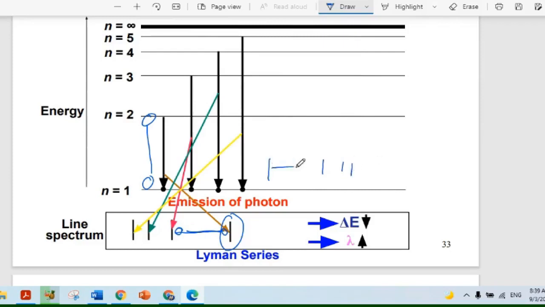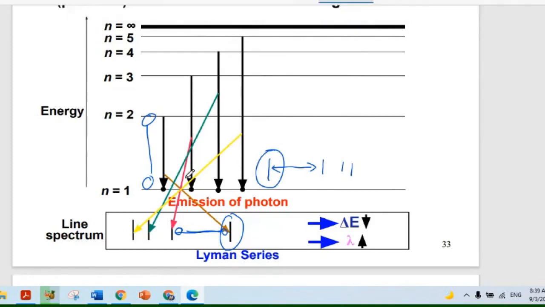Okay, so here is the first line. Okay, how to form the line? From n equal to 2 to n equal to 1. This is for your understanding, but you don't need to write it.